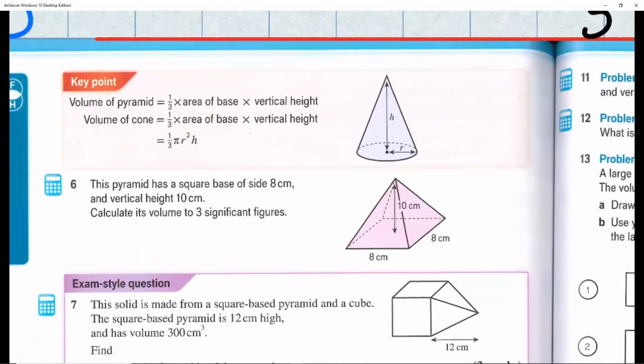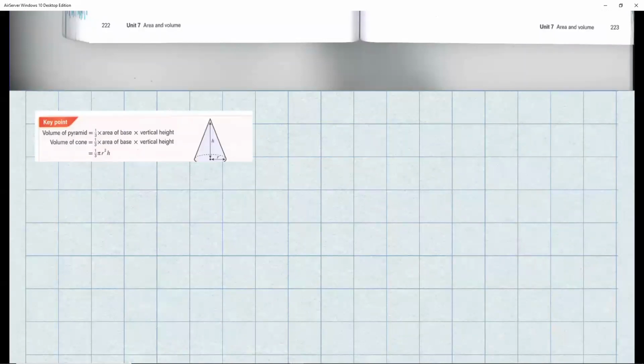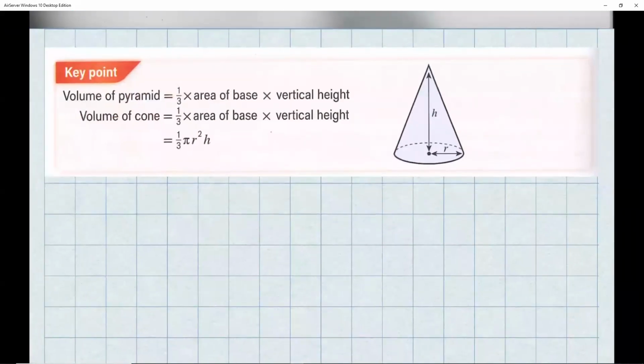Okay, everybody, now get this down, please. All right, let's add a page here. Key point. Okay, folks, everybody copy that diagram. Write down the key point: volume of pyramid equals a third times by the area of the base times by the vertical height. That's the general formula for a pyramid.